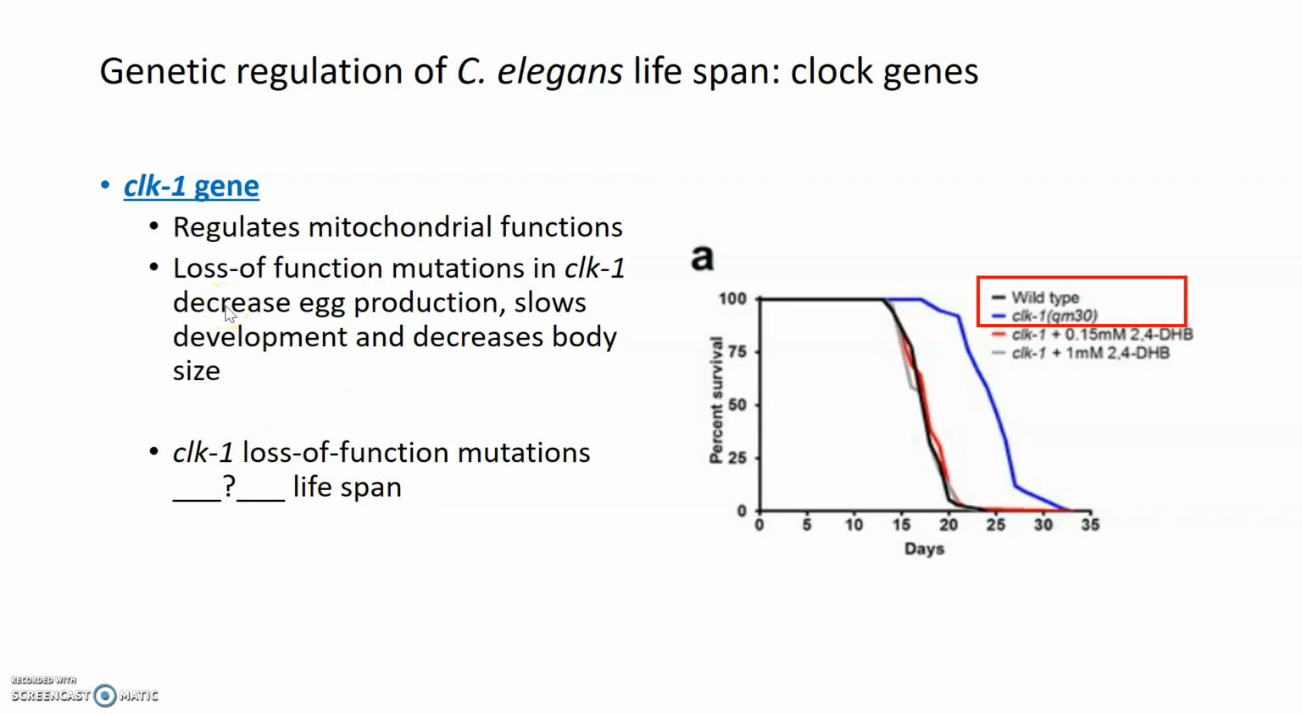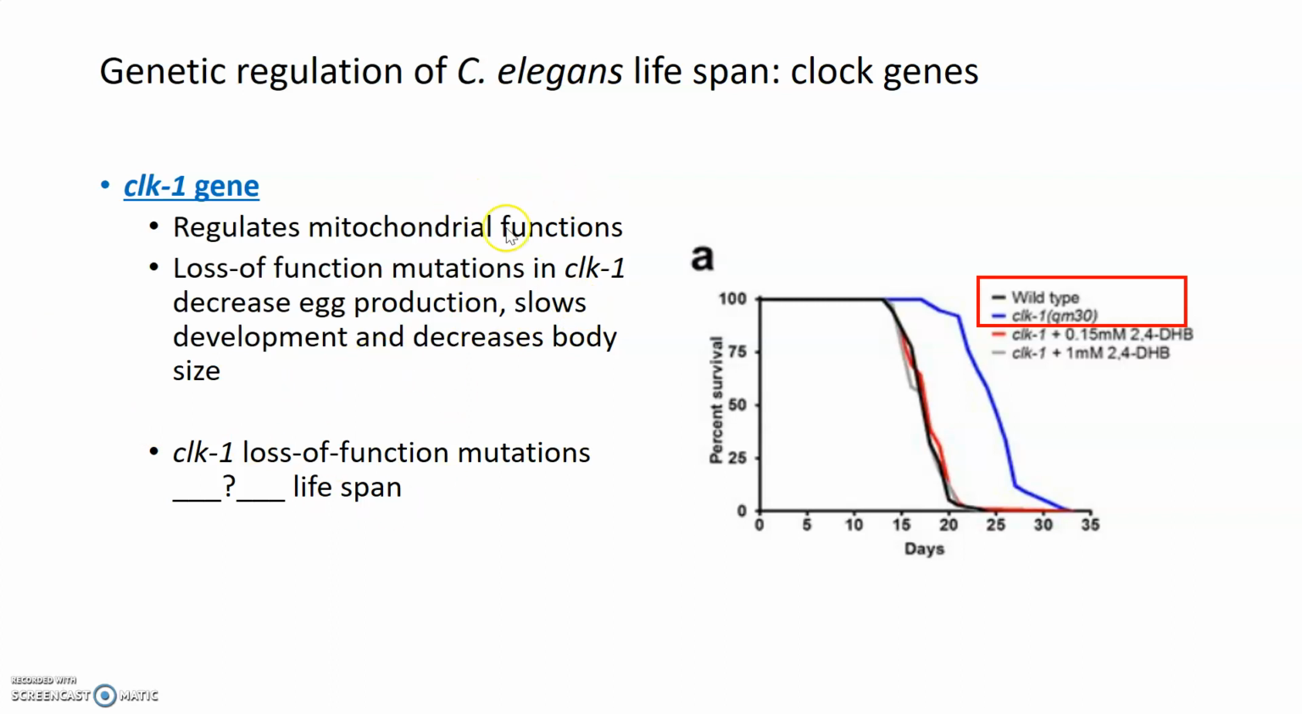So as we already talked about, there's this trade-off between reproduction and the germline and the somatic cells in terms of survival, right? And so the fact that clk-1 loss of function mutants have decreased egg production could actually help contribute to this lifespan extension because more resources are available for the soma to survive and less are focused on the germline. Another possible explanation for this lifespan phenotype is decreases in body size. As we know, small organisms tend to have longer lifespans than larger ones.